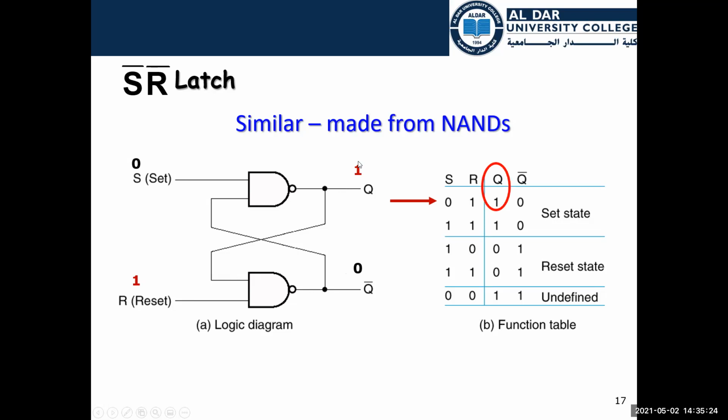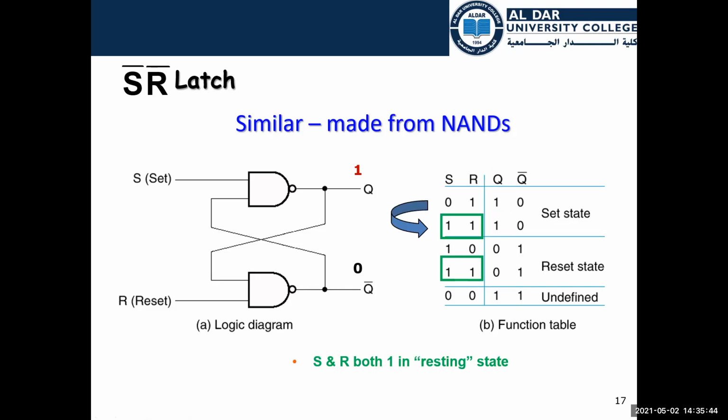So the output will be 1, returning the output back to this gate. And we know that if we have 1 at one input, the output will be the inversion of the other value. This value is 1, so the output will be 0. For the 1, 1 case, this is the resetting state. If we have both of them at 1, this means the resetting state.